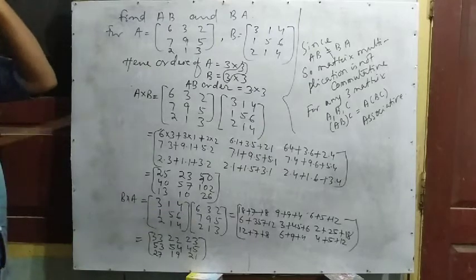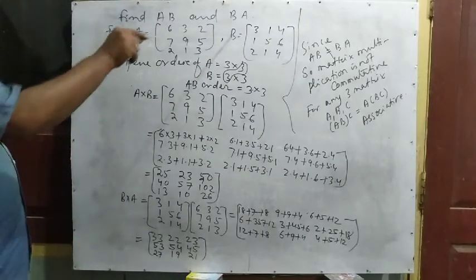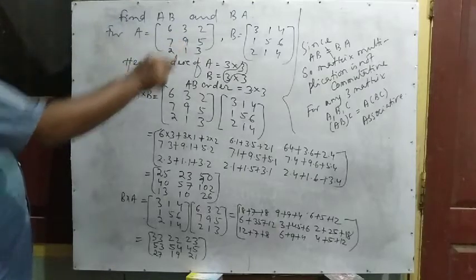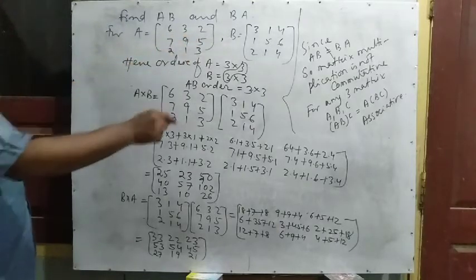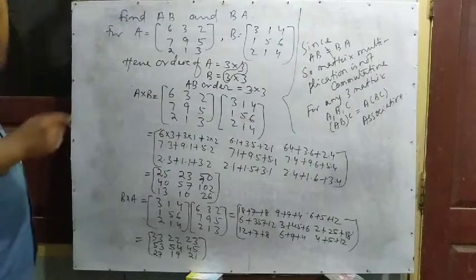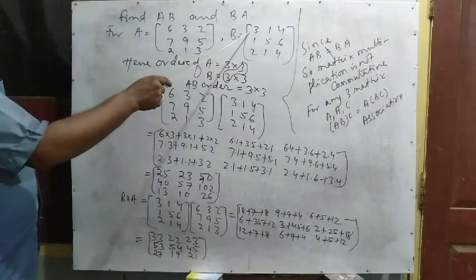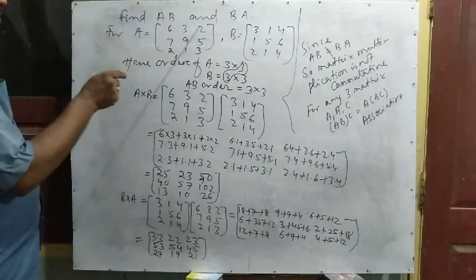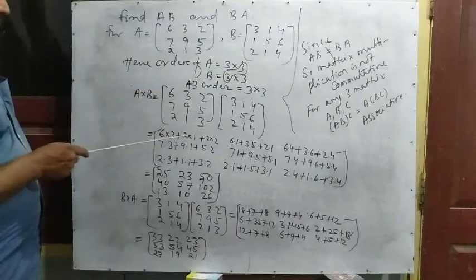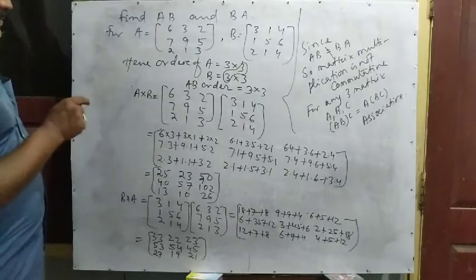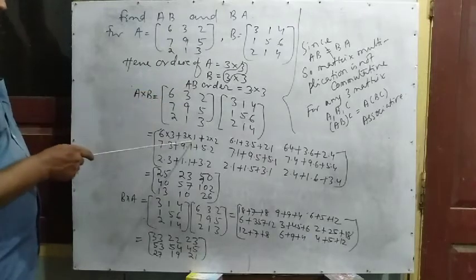AB multiply, how to multiply? The first row with the first column, the first row with the second column, the first row with the third column. For the first row, we multiply 6 into 3 plus 3 into 1 plus 2 into 2. The first one is multiplied and put here, the first element.